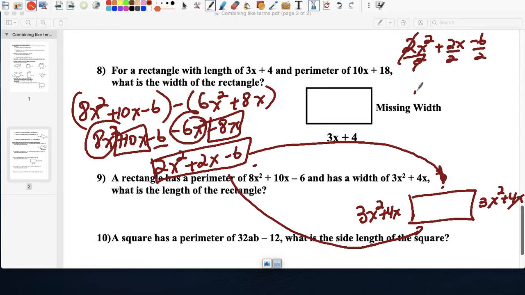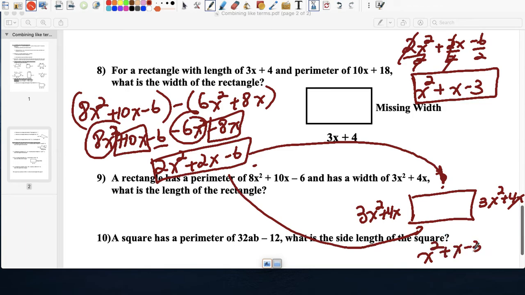If I divide by 2, I get x squared plus, this again becomes x, because 2 divided by 2 is 1, and 1 times x is just x. And then finally 6 divided by 2 is 3, so minus 3. So I know that this side over here is x squared plus x minus 3, and this side is x squared plus x minus 3.